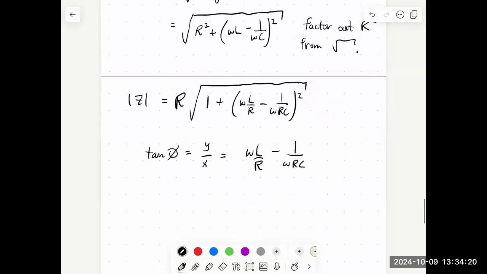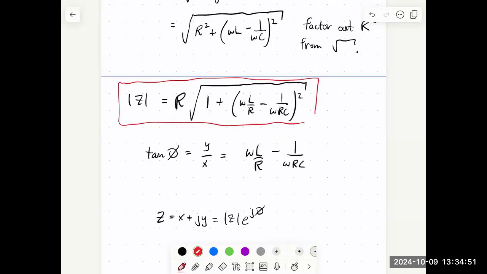Okay, and so your question was, what happened to the j? And that's a fair enough question, right? Z was equal to x plus jy. And our other way of expressing this complex number is the magnitude times e to the j phi. So the j is going to show up in this exponential here. And now we know these expressions for the magnitude of Z is right here. So that's going to go into here. And the tan of phi is equal to this expression that we've written down. So if we wanted phi, we would say that's the inverse tangent of omega L over R minus 1 over omega RC. And that is what would sit here.